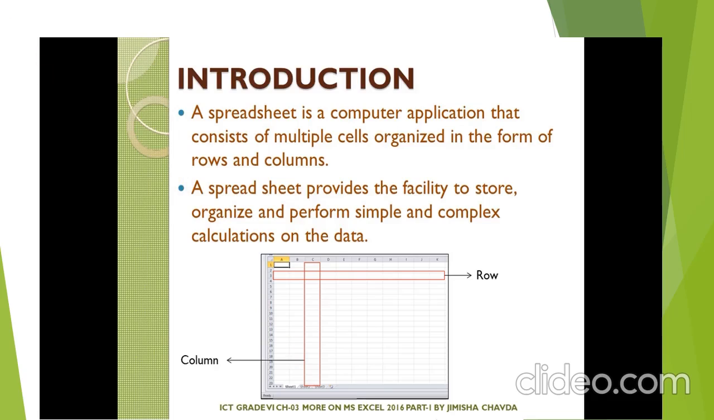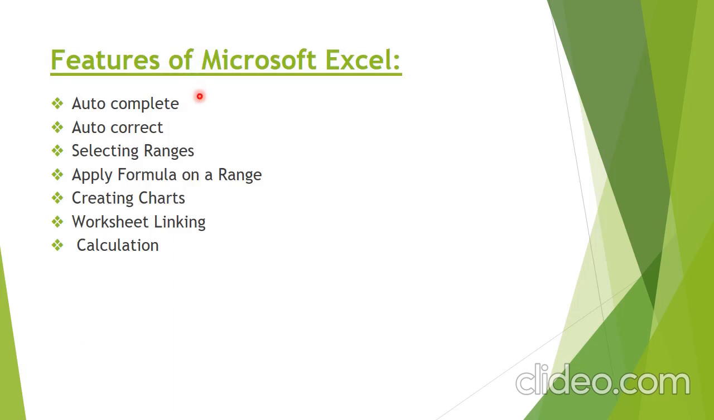Now we are talking about the features of Microsoft Excel. So like you can see on my screen, autocomplete: it will auto complete the words. Like if I am writing frequently used words in an Excel sheet, I just write the first character, so automatically the system will identify and give the complete word for that. And the next feature is autocorrect. It will autocorrect my spelling. If I am writing some wrong words, it will automatically correct them. So it will show the message that it is wrong and automatically correct it.